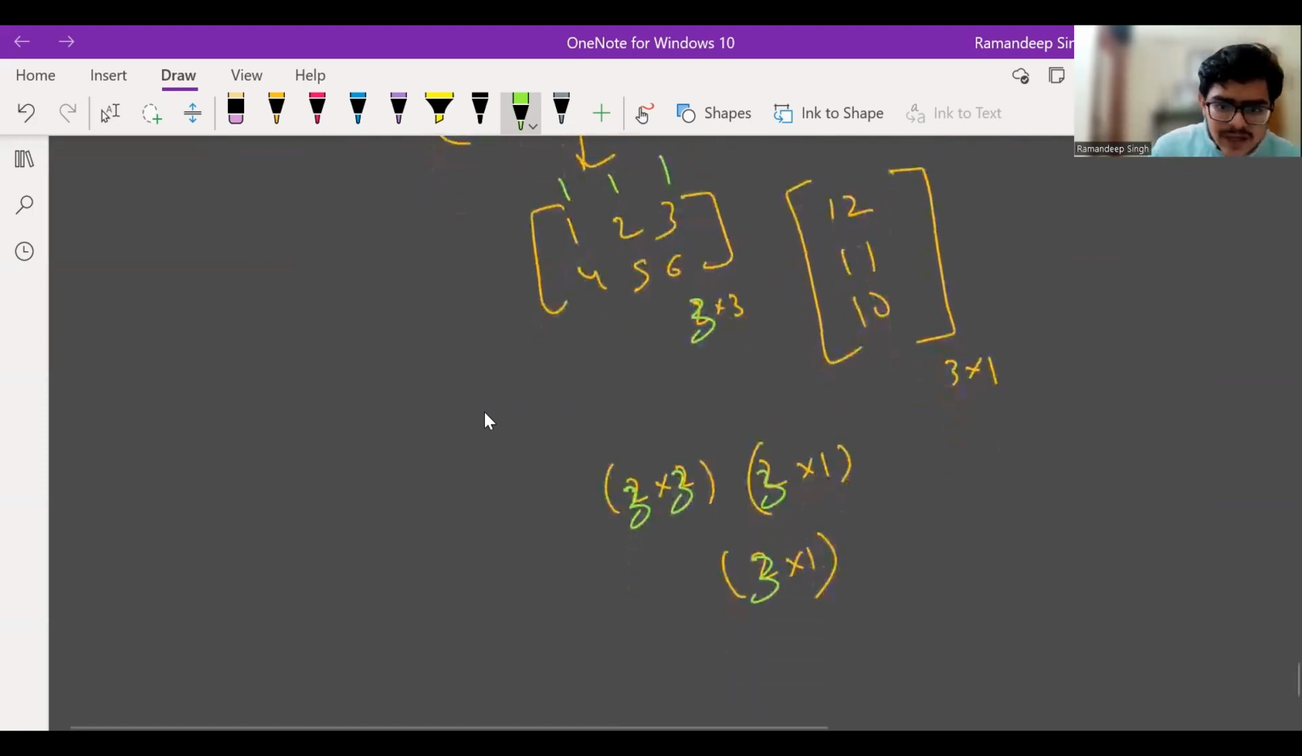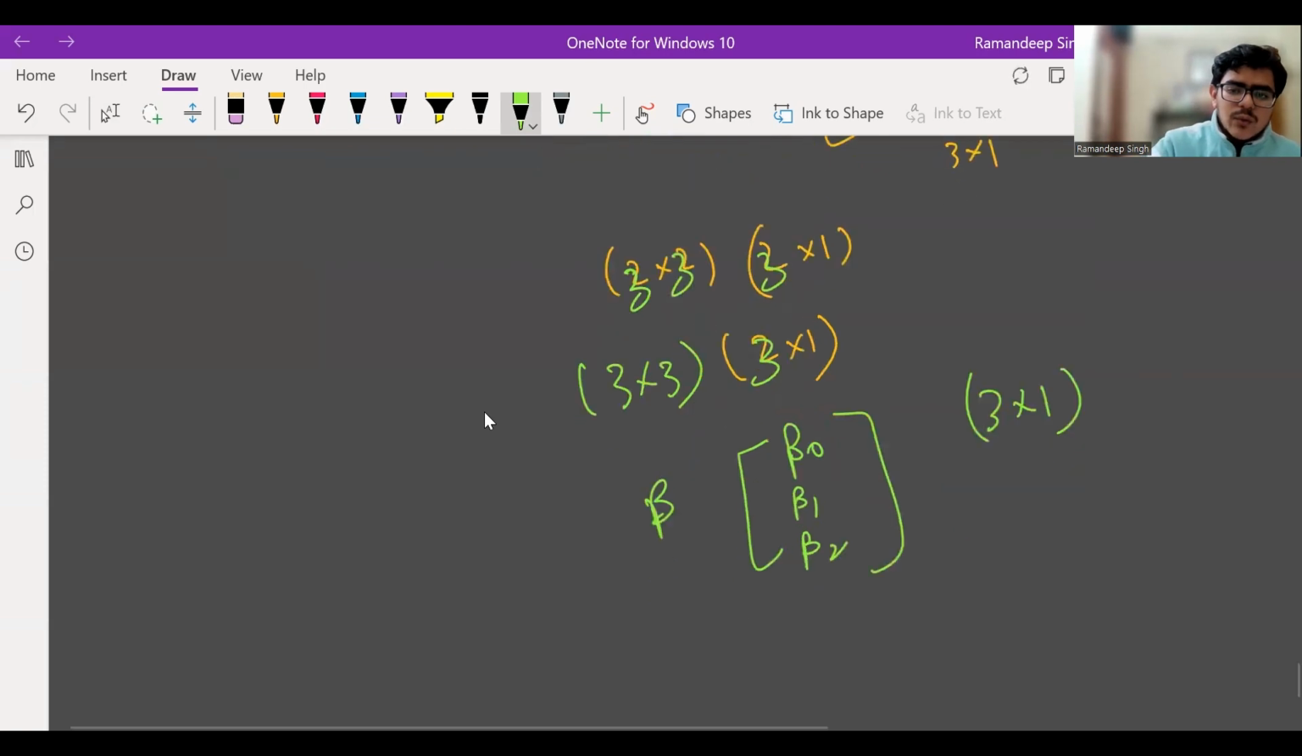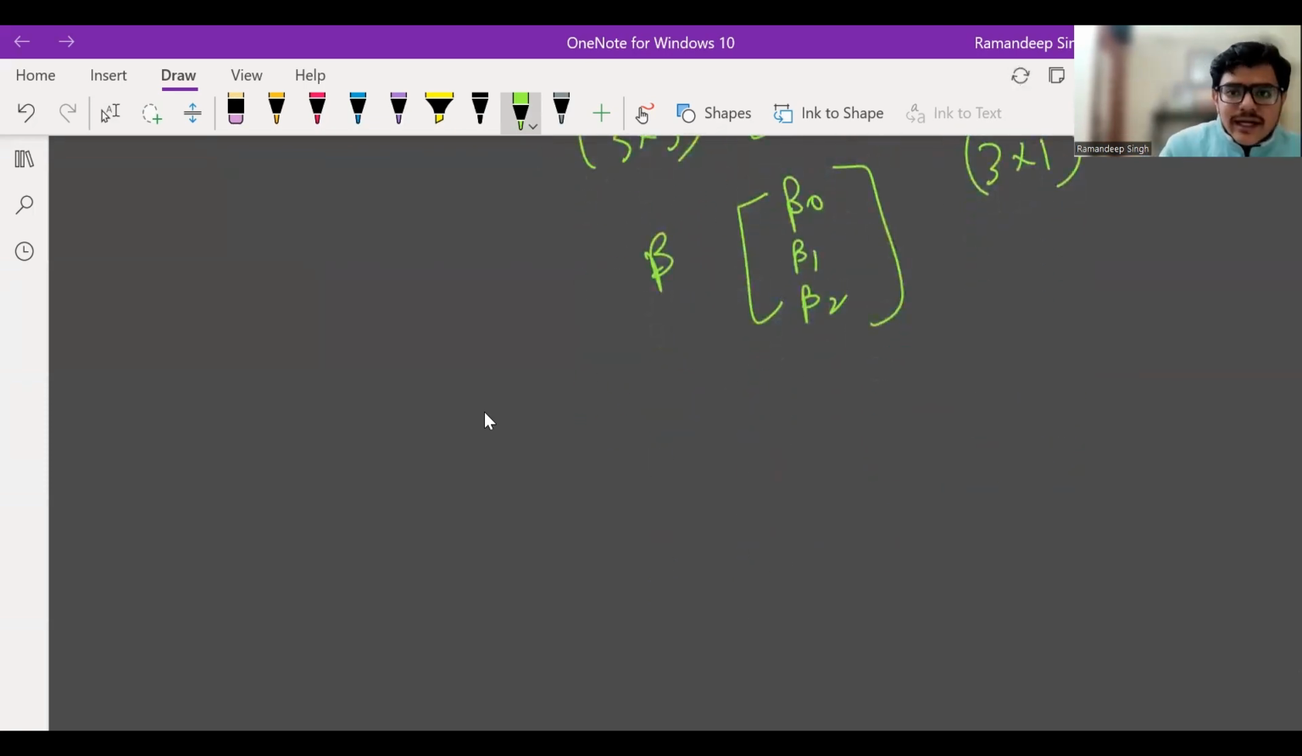And we are multiplying it with a 3 cross 3 matrix, right? So we will be getting a beta matrix which will be of 3 cross 1, which is 3 rows and 1 column, and this will be beta 0, beta 1, and beta 2. So what do these betas represent? Let's say one has a value 2, one has a value 3, and one has a value 4.